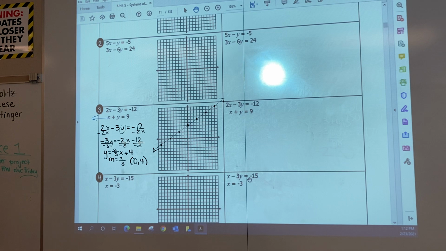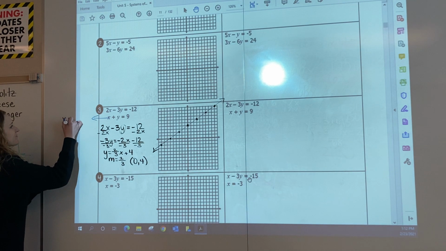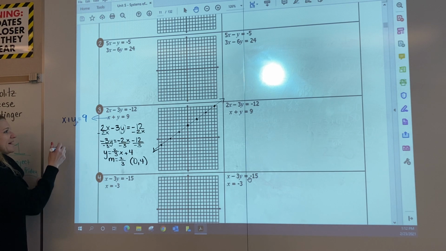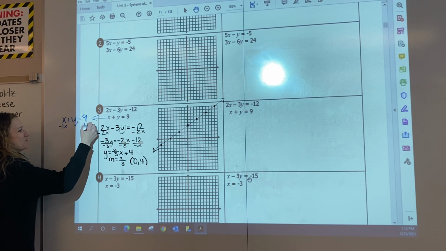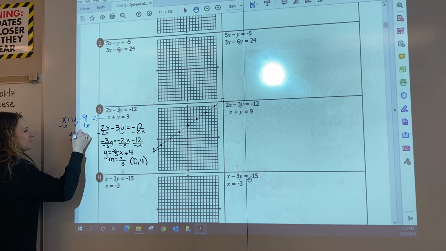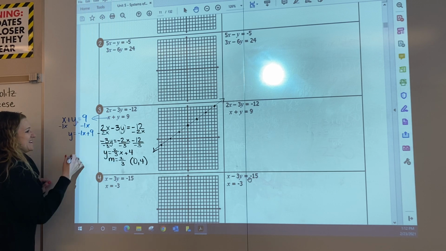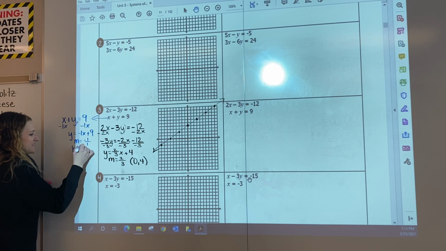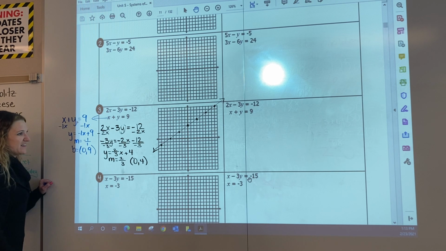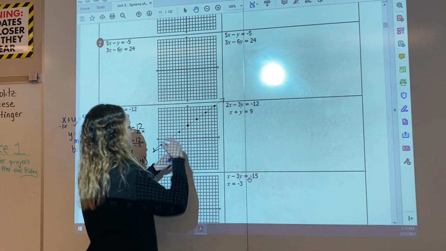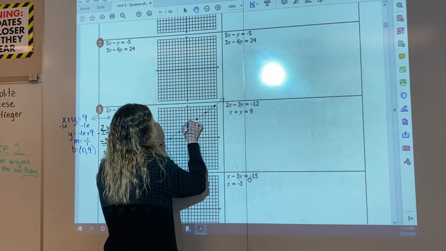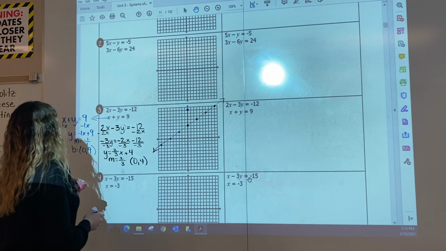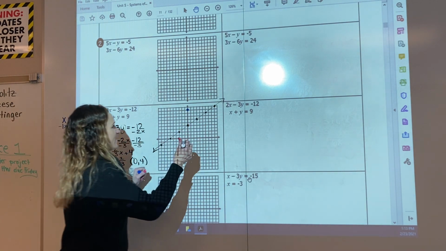So I have my x plus y equals 9. The only thing I would need to get rid of in order to get the y by itself is I need to subtract 1x on both sides, leaving me with y equals negative 1x plus 9. My slope is going to be negative 1 over 1, and my y-intercept is (0, 9). Let's start there. So from the origin, I'm going to count up 9. There it is. There's my starting point. Then from there, I'm going to go down 1, to the right 1.